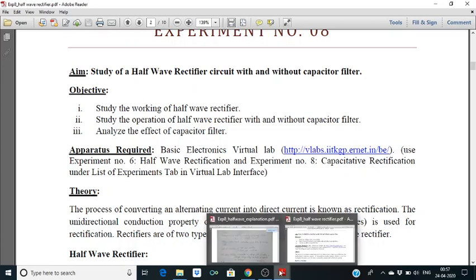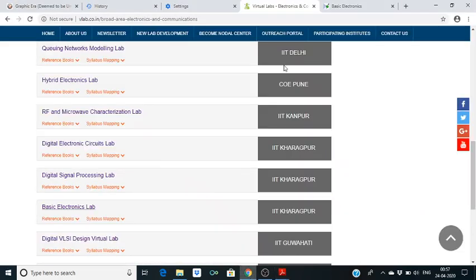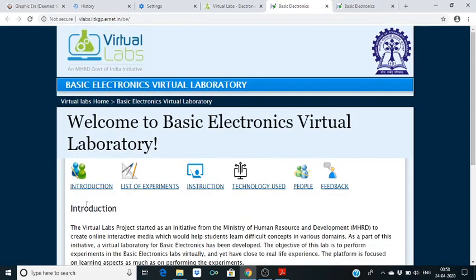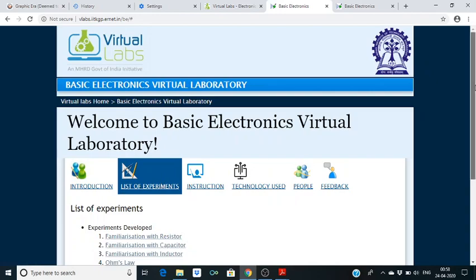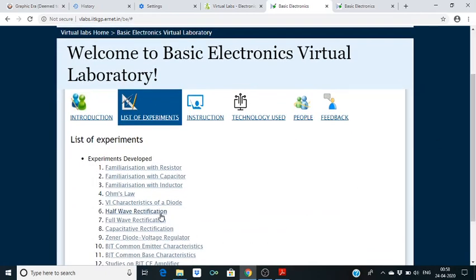So firstly we will go to the virtual lab. Under that we will go to electronics and communication labs, and then we will click on basic electronics lab. Here we can see a list of experiments. Under this we will go to half wave rectification.